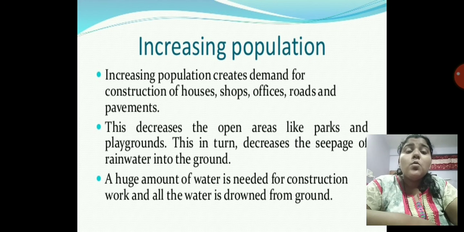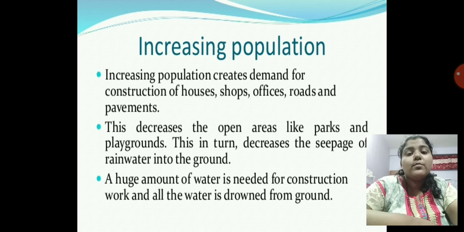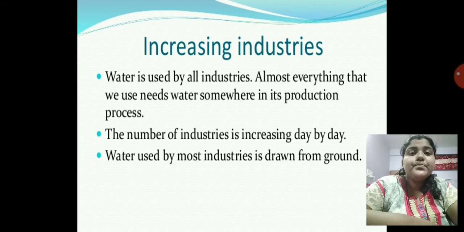Means what? As population is increasing, everywhere the buildings are there, the shops are there, the offices are there, roads are there, everything is a concrete jungle over there. There's no land for water to seep. Correct? The water is not going into the ground. All the water is just running off from this concrete jungle. So increasing population is affecting the groundwater level.